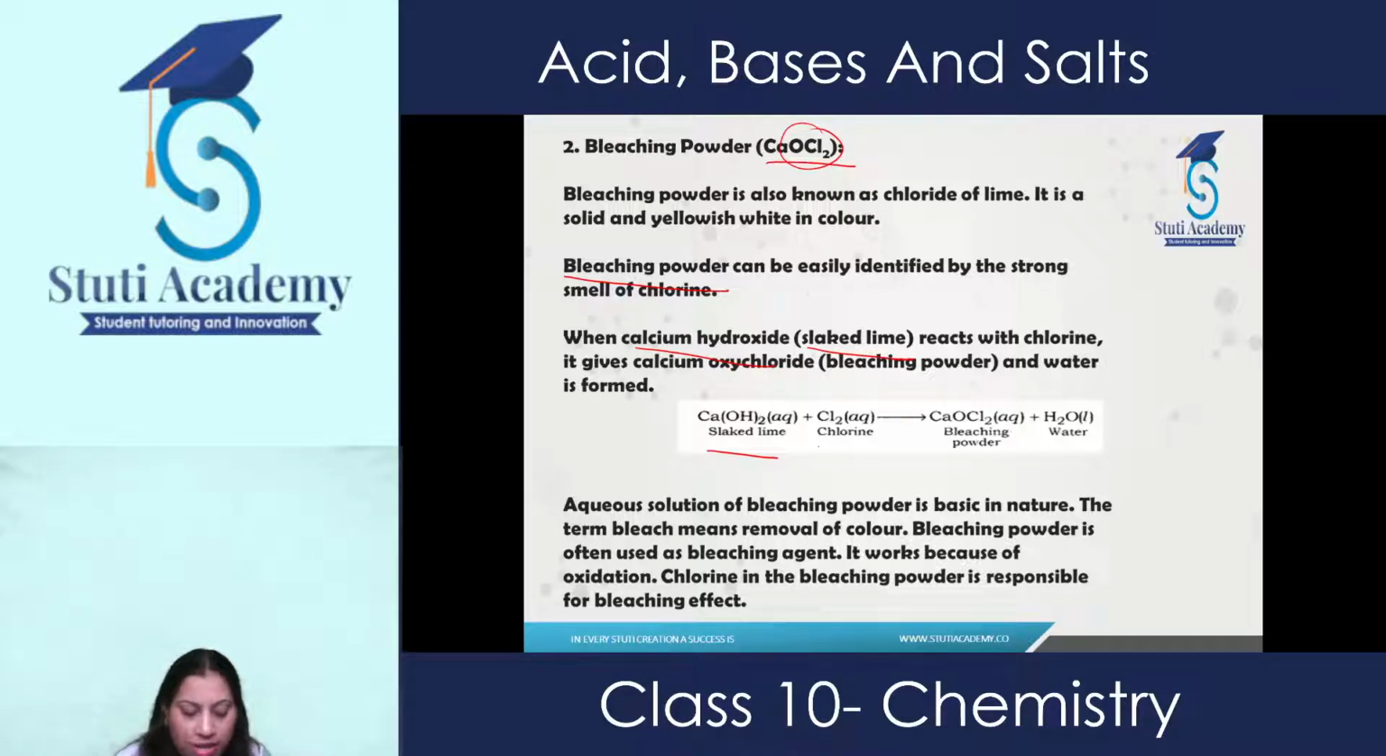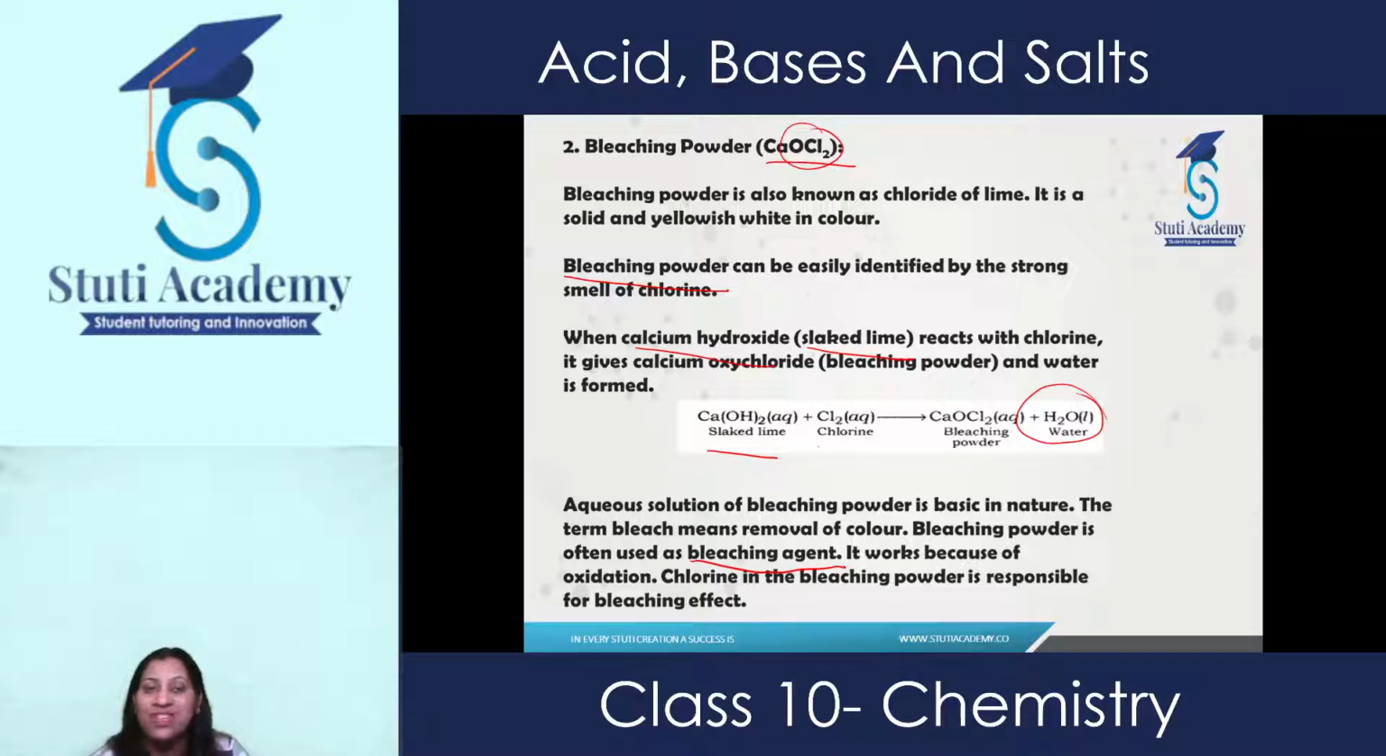So when this bleaching powder is prepared, it also results in the formation of water. An aqueous solution of bleaching powder, it means when we dissolve bleaching powder, it is basic in nature. And the term bleach, why are we using this term? Because it removes the color. We use it for removing the color. And that's why it is also known as a bleaching agent.